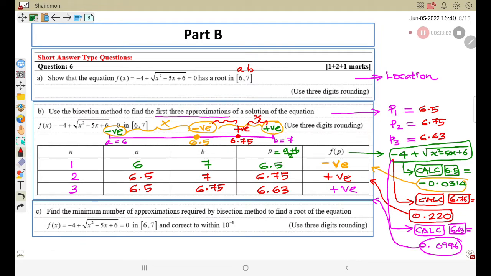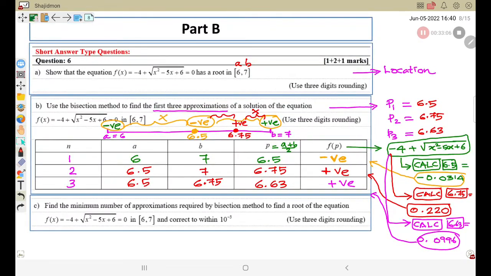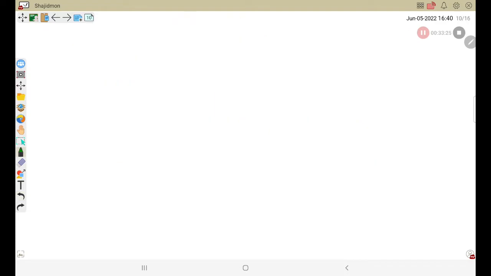Okay, now we go to the part C of the question. What is the C part of the question? We need to find the minimum number of approximations by bisection method for finding the root of the equation on 6, 7, and correct to within 10 power minus 3. Correct to within 10 power minus 3 means the error number, correct? So how many number of approximations? So C part I am doing here.